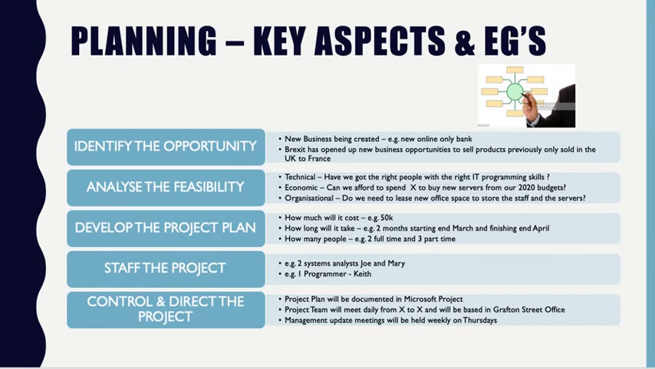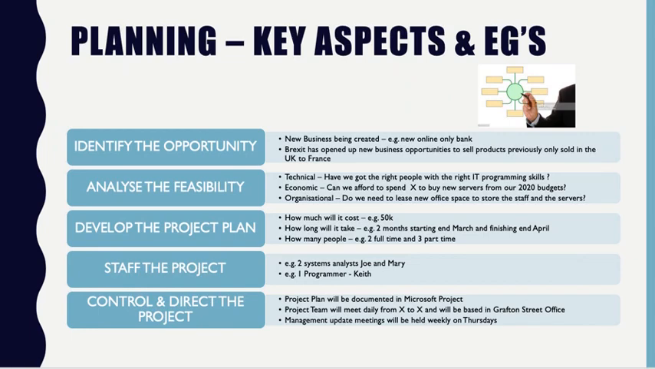The project manager takes formal responsibility for running the project and must gather each of the elements of the project plan. This document will describe the details of how much the project will cost, how long it will take, and the resources needed to complete the project. So in the project plan, how much will it cost? Is it going to be 50,000 to develop this new system in total? How long will it take? 2 months. So we're going to start at the end of March, so we're going to finish at the end of April. And how many people will be required? Well, 2 people full-time and 3 people part-time.